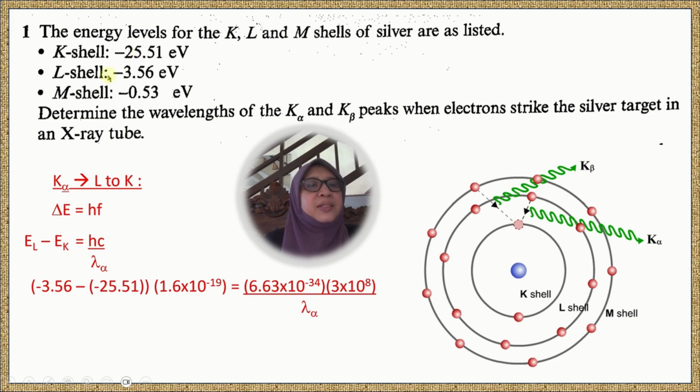Next, we substitute the energy given. L shell is negative 3.56 minus EK, negative 25.51. And they are in electron volt unit, so we convert to the joule unit, multiplied by 1.6 times 10 to the power of negative 19. Then we also substitute the Planck constant and the speed of light. So cross multiply, we get wavelength equals to 5.66 times 10 to the power of negative 8 meter. So convert to nanometer, we get 56.6 nanometer.